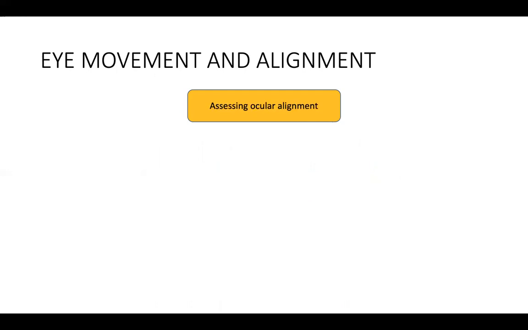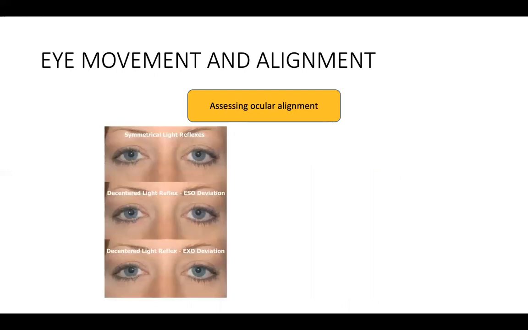Ocular alignment can be judged by holding a pen light directly in front of the patient at about 1 meter. If the eyes are straight, the corneal light reflex will be centered in the middle of each pupil.